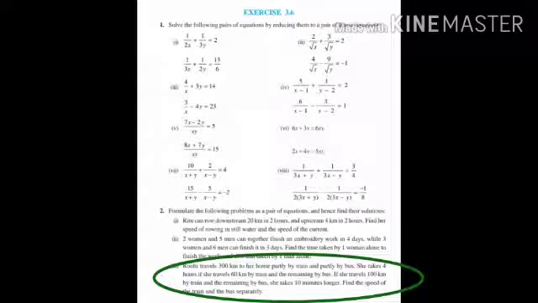Now again we have another word problem. Ruhi travels 300 km to her home partly by train and partly by bus. She takes 4 hours if she travels 60 km by train and the remaining by bus. If she travels 100 km by train and the remaining by bus, she takes 10 minutes longer. So we have to find the speed of the train and the bus separately.